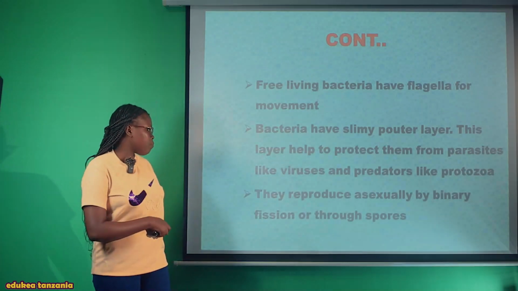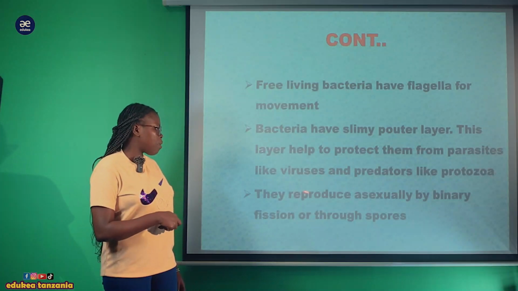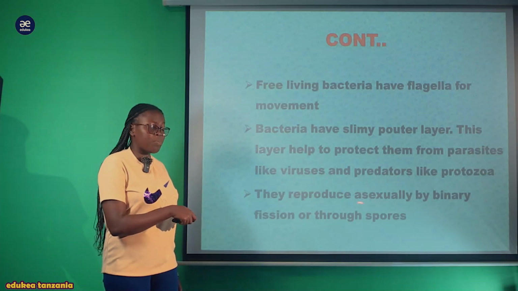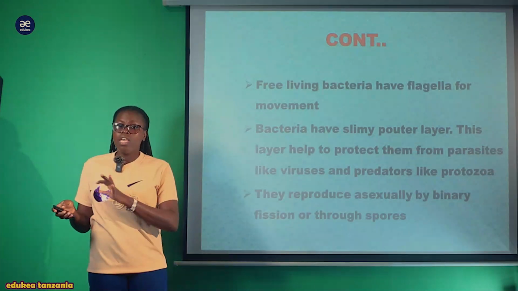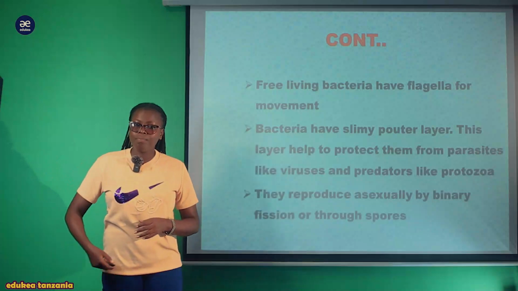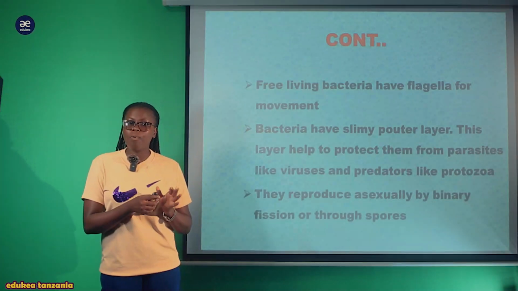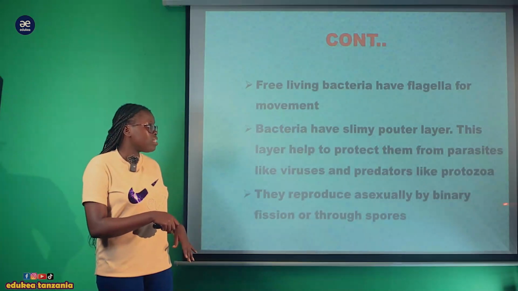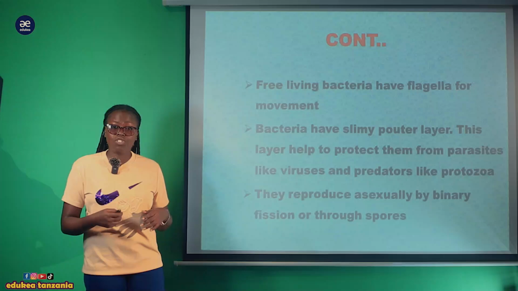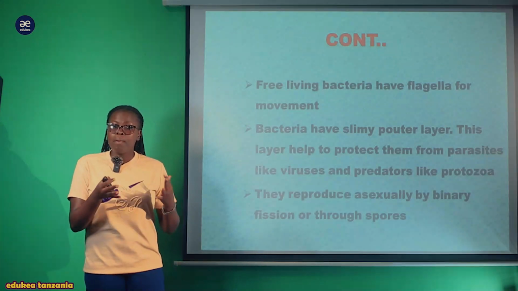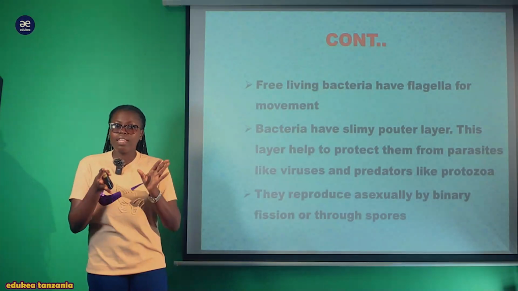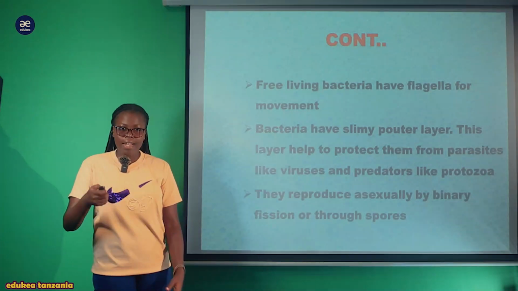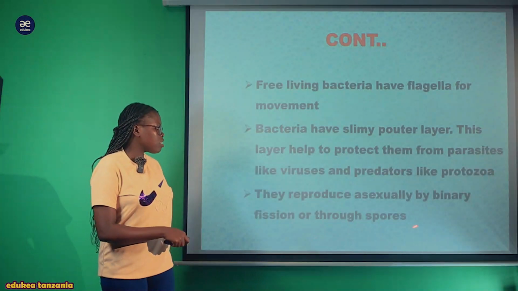Also, they reproduce asexually by binary fission or through spores. Binary fission is asexual reproduction, meaning reproduction without the involvement of another partner. They are capable of reproducing by themselves, whereby they divide equally into two. They divide into two equal halves, in which each half is capable of growing into an adult bacterium. Also, some reproduce through spores.